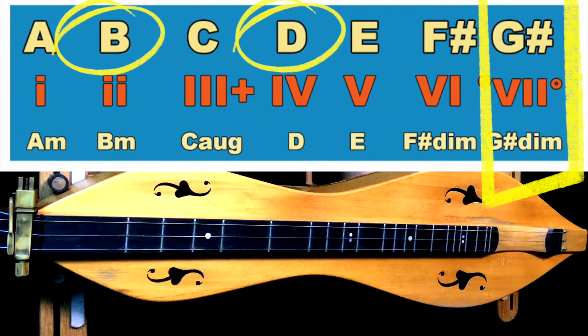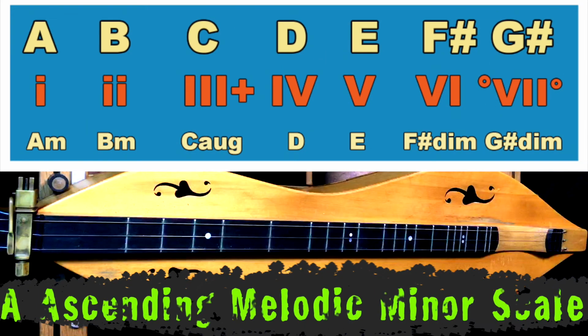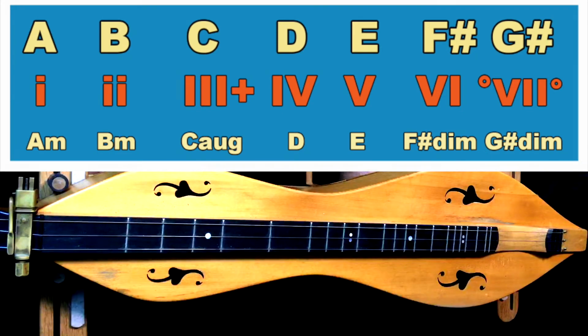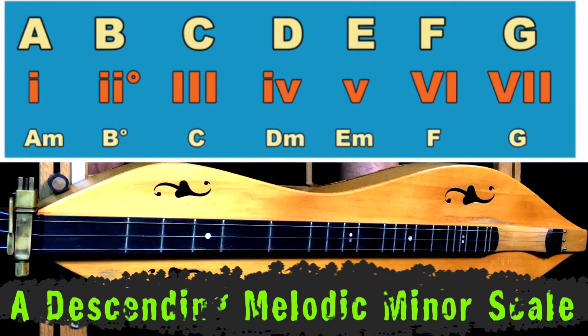So the ascending melodic minor chords would be A minor, B minor, C augmented, D major, E major, F sharp diminished, and G sharp diminished. Now that's just for the ascending. For your descending, the chords are going to be the same as the natural minor. Coming down: G major, F major, E minor, D minor, C major, B diminished, and A minor.